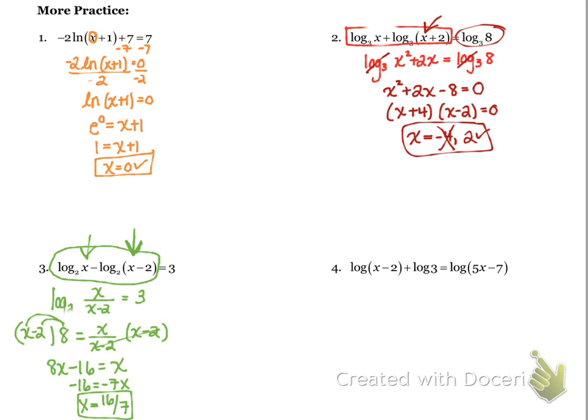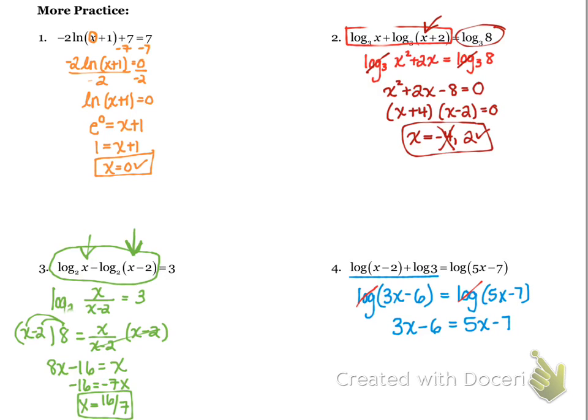Number 4, again, log on both sides. So I'm going to condense this left side with the product property. And I'm going to get log of 3x minus 6 because I'm going to distribute all in one step equals log of 5x minus 7. So since we have the log on both sides, log cancels out. And we have 3x minus 6 equal to 5x minus 7.